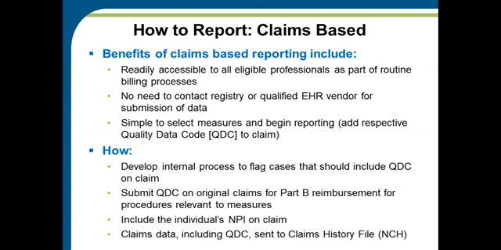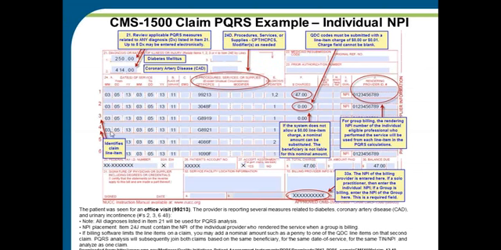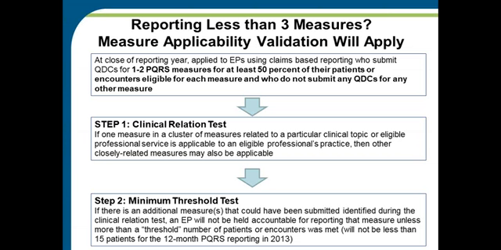So you would submit the quality data code on the original claims for Part B reimbursement for procedures that are relevant to the measures. You must include the individual's NPI on the claim, remembering that groups can't report using claims. The claims data, including the quality data codes, is sent to the claims history file. I won't go through this, but this slide you can use as a reference later on. It just gives you a visual of how the quality data information would be included on this 1500 claim form.